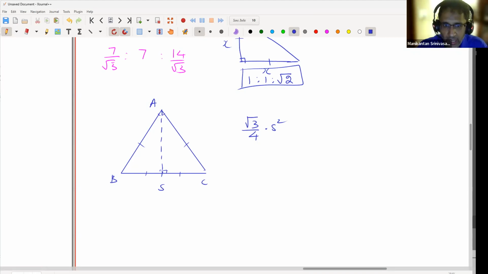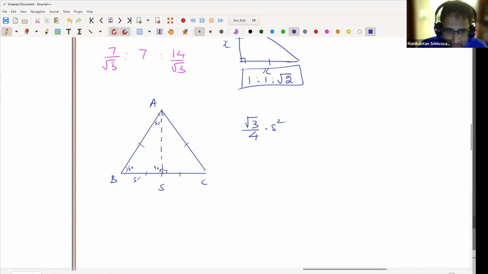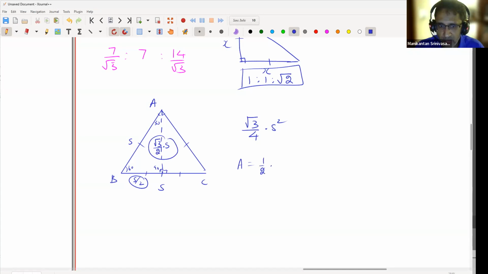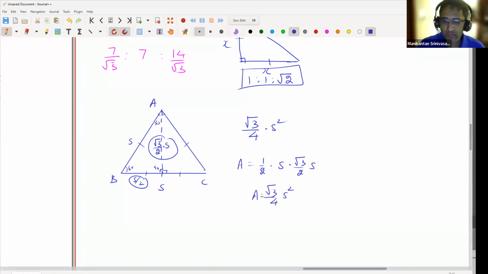All four. Now I have a 30, 60, 90 here. This is 60 and this is 30 and this is 90. I can apply my 30, 60, 90 rule. So which means this is S/2. And sure enough, I know this is twice S/2, which is S. And this is √3/2 times S, or rather S/2 times √3, the smaller one multiplied by √3. So S times √3/2, right? This also happens to be the altitude. Therefore, the area is half into base into height. So half into the base is S, and the height is √3/2 times S, which is √3/4 times S square. Okay, so the area of an equilateral triangle is this.